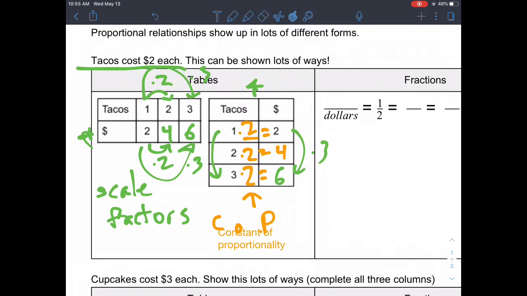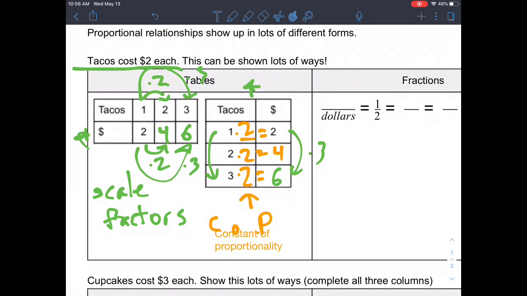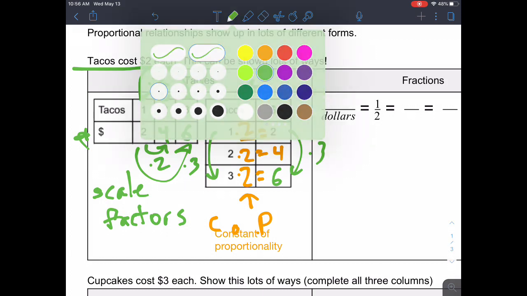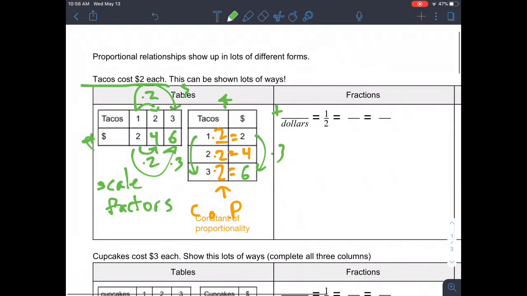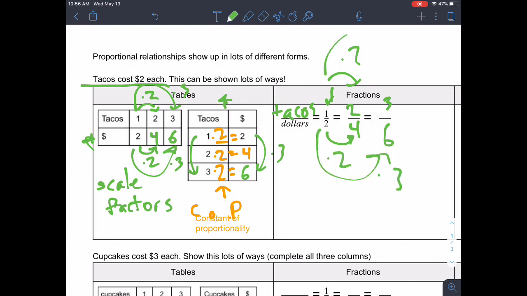And so what I want to make sure you see is that we can do this same thing in different forms, like fractions. So here we see the same scenario. Tacos to dollars. 1 taco is $2. So 2 tacos is $4. 3 tacos is 6. We're just doing the same thing. Times 2, times 2, times 3, times 3. We're using our scale factor again. So these are called equivalent fractions. Because if we try to reduce them back, they'll all go down to 1/2.